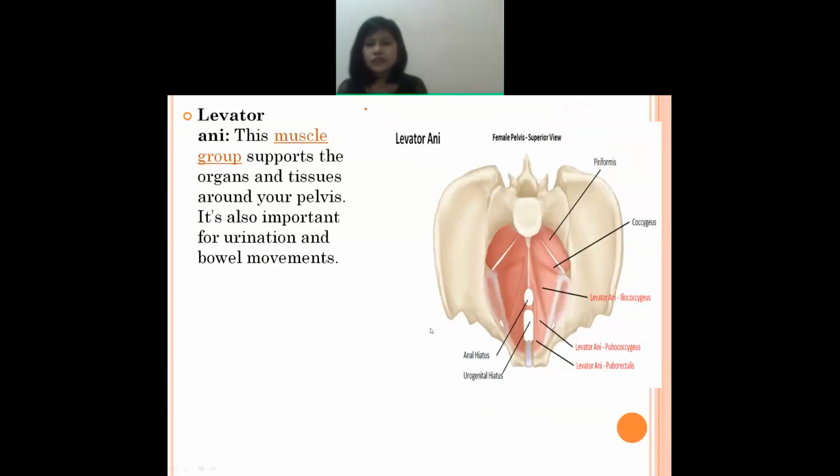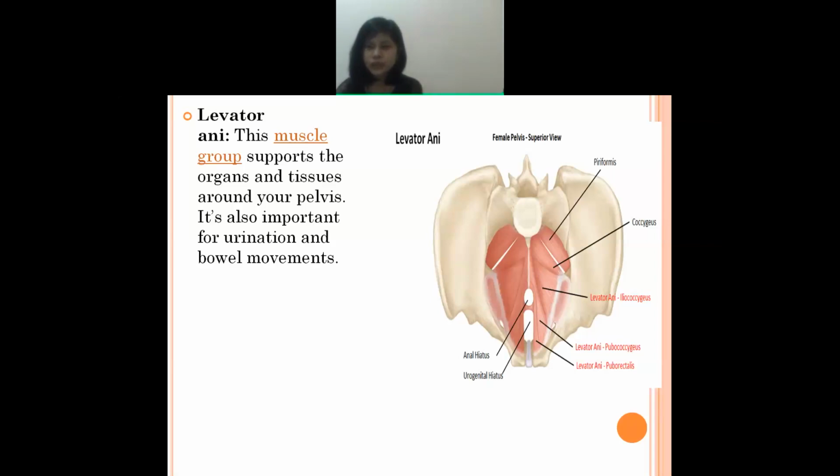Next is levator ani. This levator ani lies in your pelvis. Pelvic girdle, you remember, no? Bones I have taught you. So it lies here. For what is this muscle responsible? They support the organs and tissues around your pelvis. Means whatever organs and tissues are there in your pelvic area, they will support them.